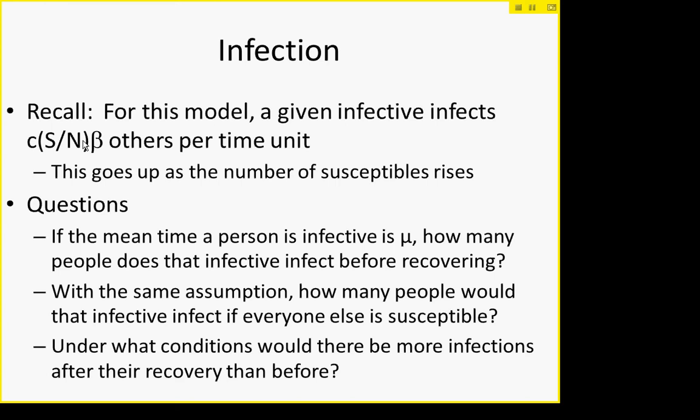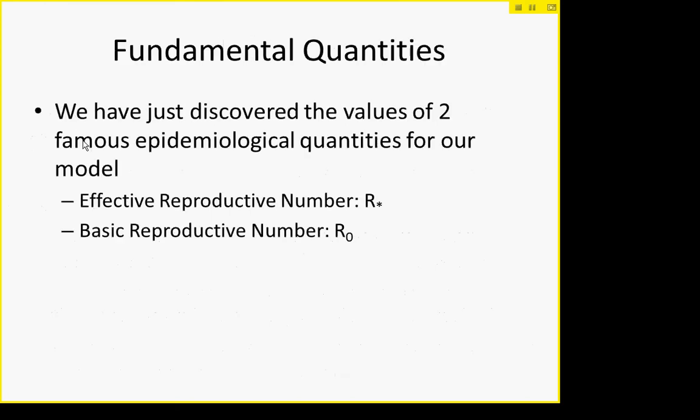Okay. So we've just discovered the two famous epidemiological quantities. Congratulations. Now I should really be throwing out candy. Or granola bars, maybe. So the two quantities are effective reproductive number and basic reproductive number. Okay, so we're going to talk about these.